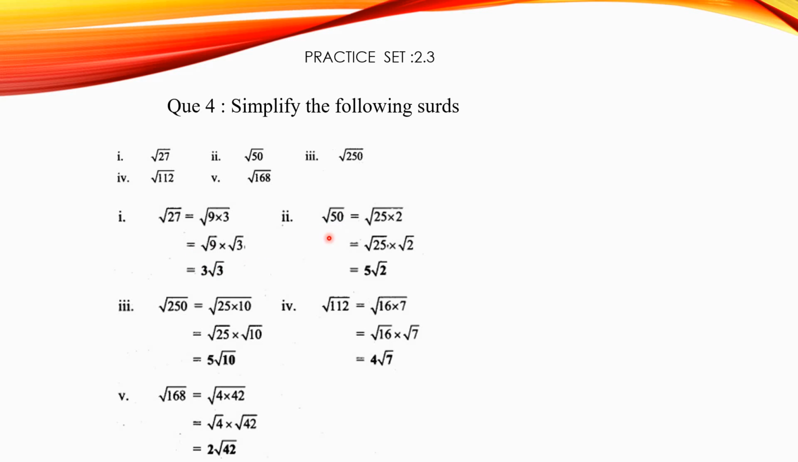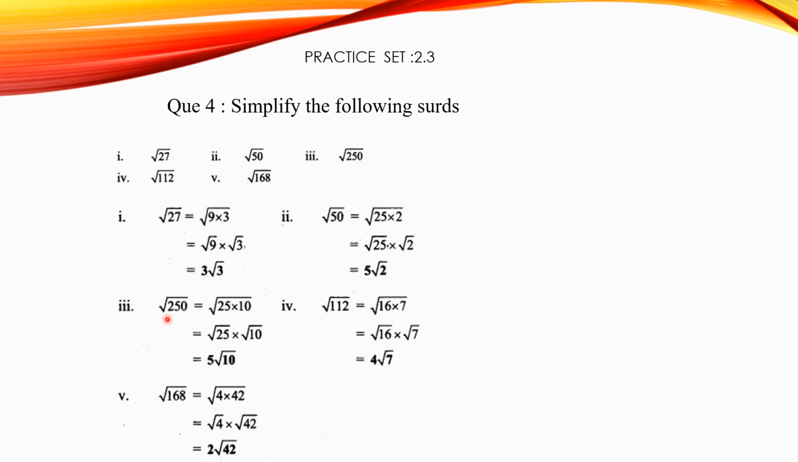Second question, root 50 is equal to root of 25 multiplied by 2. So root of 25 multiplied by root of 2. Root of 25 can be written as 5, so we get 5 root 2. So our answer for root 50 is 5 root 2.